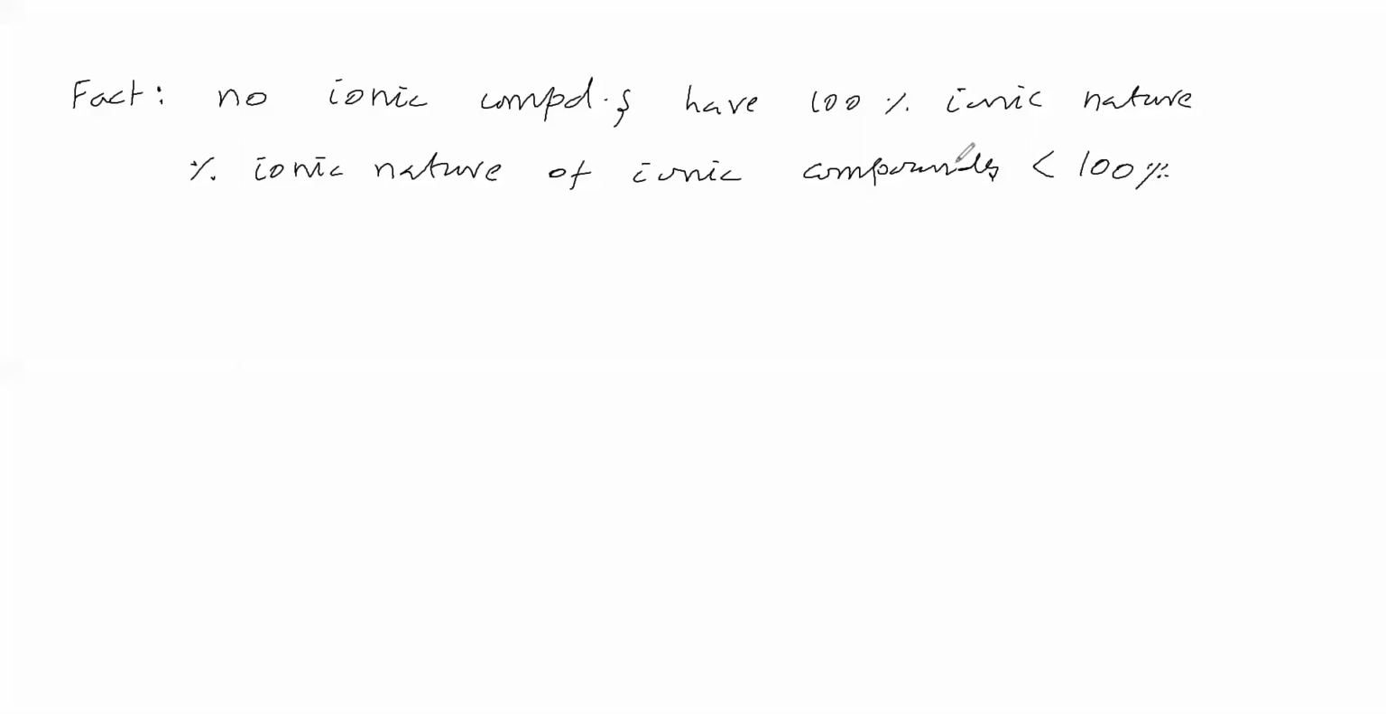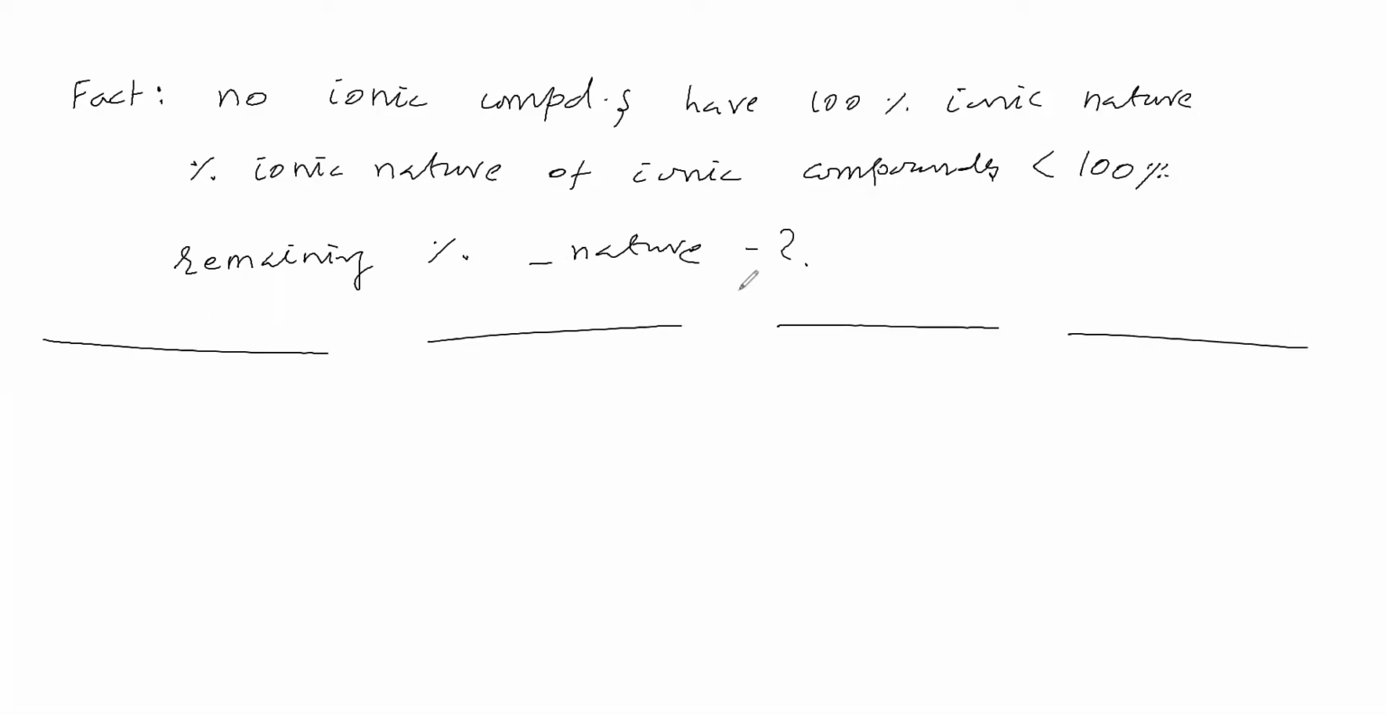Whatever ionic compound you take, what is the percentage of ionic nature? Less than 100%. That means what is the remaining percentage? The remaining percentage belongs to which nature? That we have to see. What is the nature of the remaining percentage? That we have to see. Regarding this ionic compound, we have a question mark. What is the percentage remaining? That is a question mark.